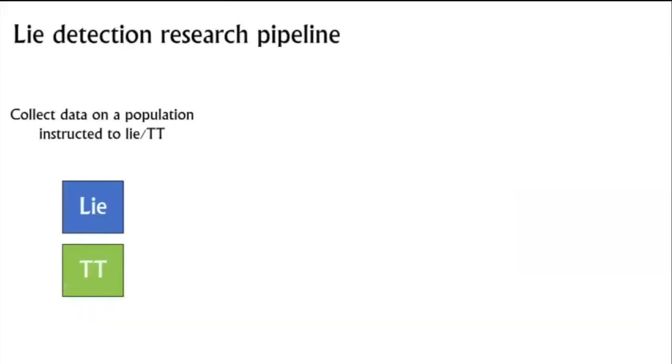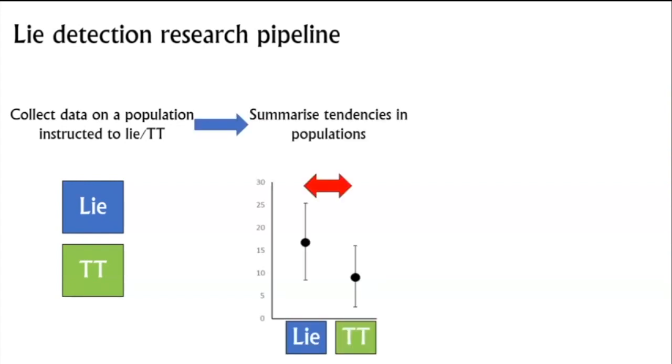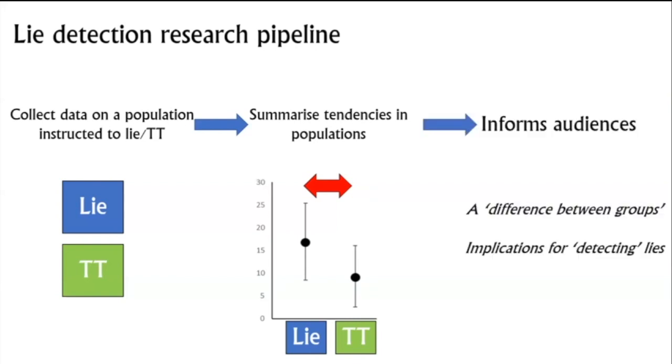So your classic lie detection study: you get a group of participants, you allocate them to one of two different conditions, and you tell them to either lie or tell the truth. You look to see some sort of pattern of difference in their responses. There are various things you might be looking at here, amount of details or certain types of behaviors, but you look to see how those groups in general differ from each other. And then you draw some sort of conclusion from this: there was a difference between the groups, and perhaps we can use this information for detecting lies.